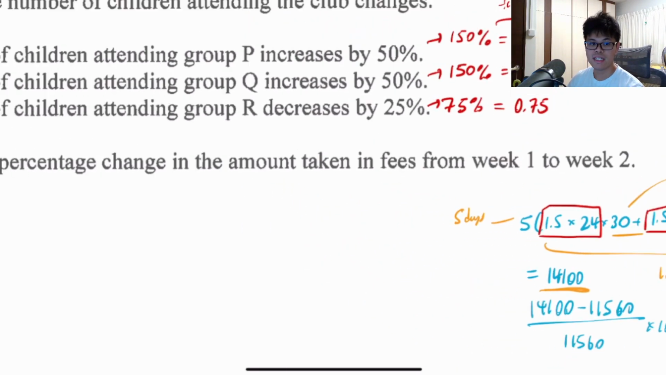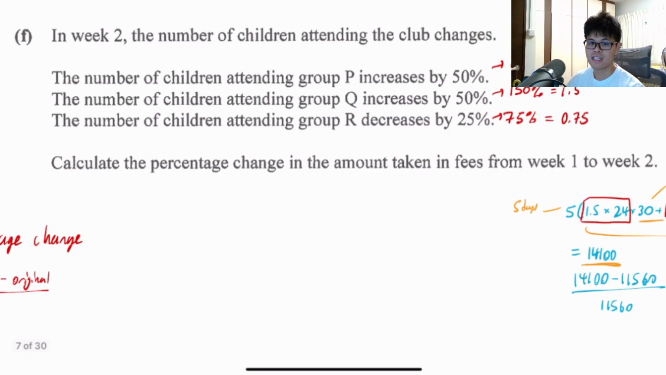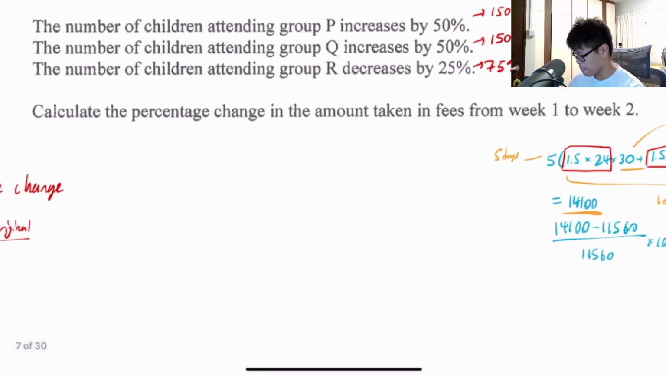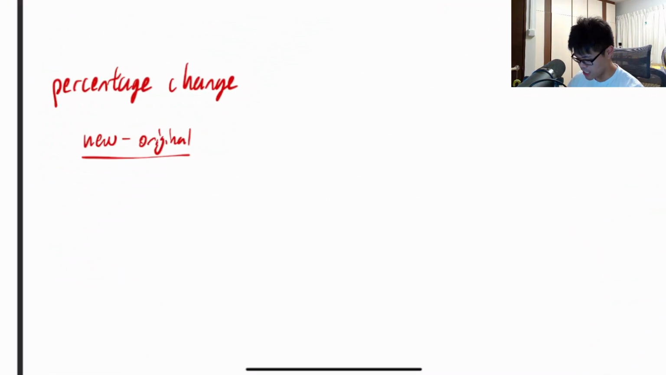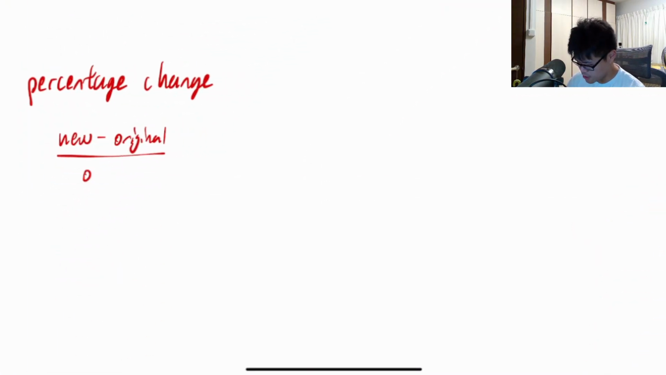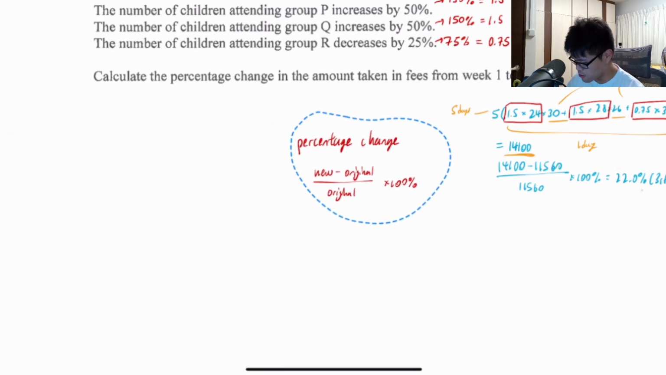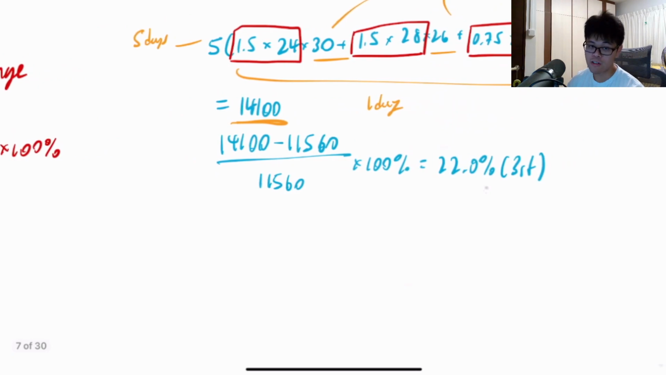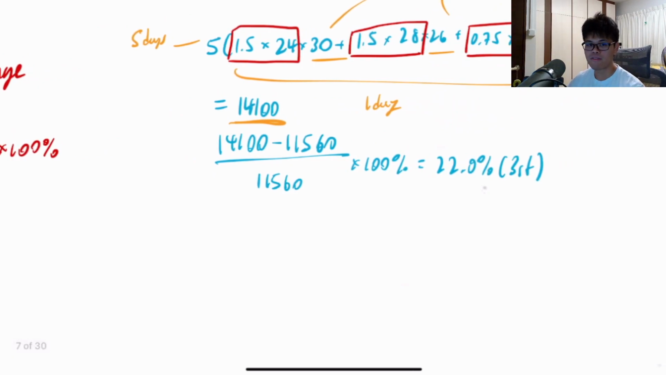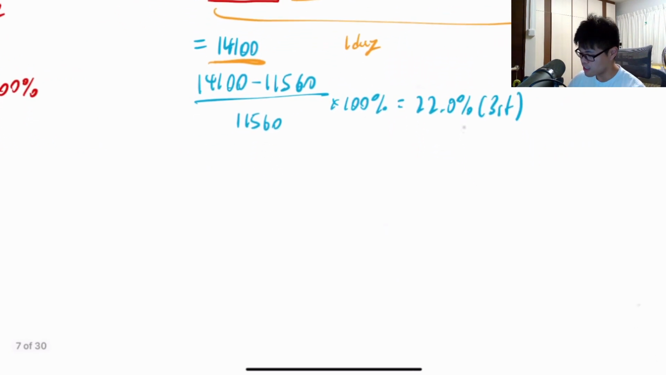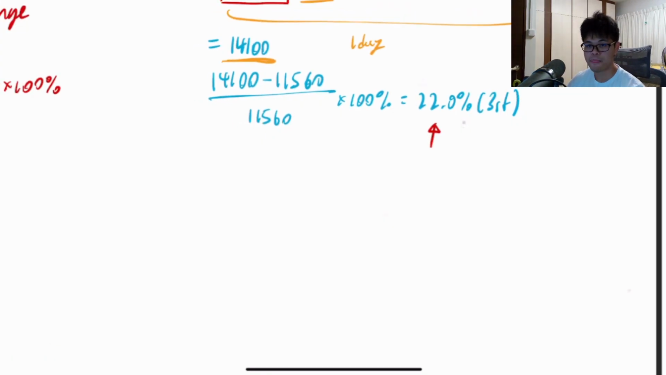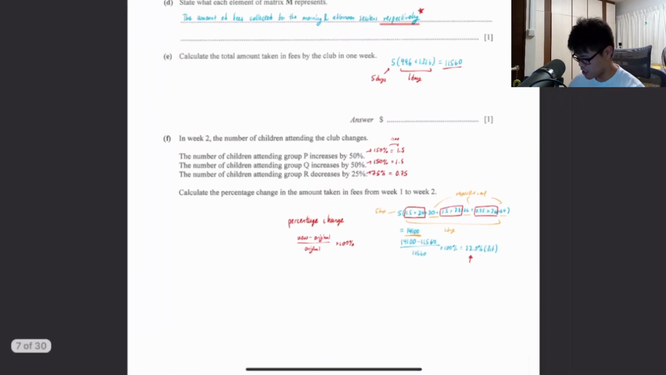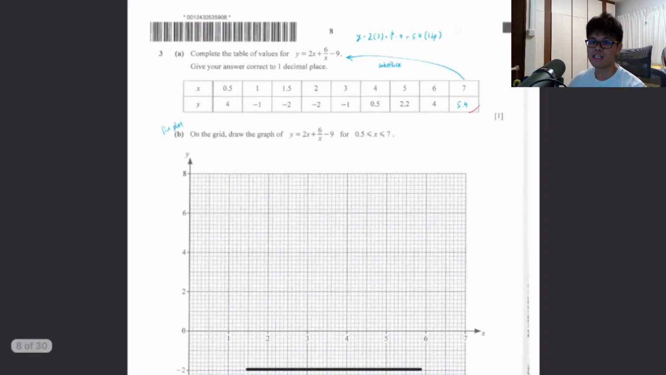And then they want the percentage change in the amount taken in fees, right? So remember that to calculate percentage change, it's new minus original over original times 100%. So we have our new value, which is 14100, minus our original 11560, over 11560, times 100%. We then get our answer, rounded off to 3 significant figures. Okay, so this would be question 2 of the O-level paper.